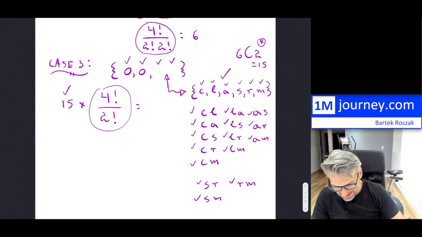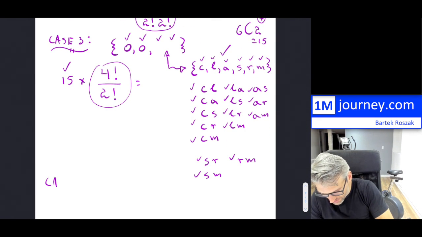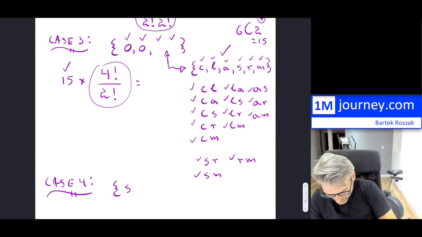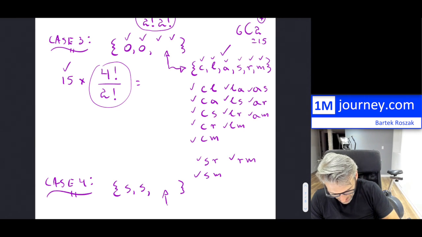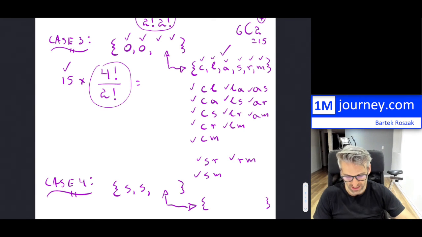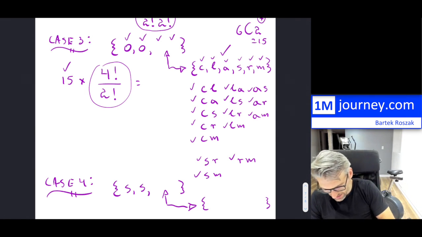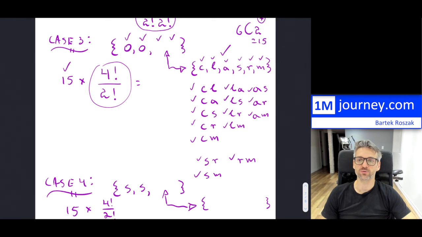Now, the last case, case number 4, is the same thing, except now you've repeated the S's. And now you pick the same letters. Instead of the S, there's an O, but this is the same exact thing. So 15 times 4 factorial over 2 factorial to get that out. And now you have all the different cases, because there's no other cases.